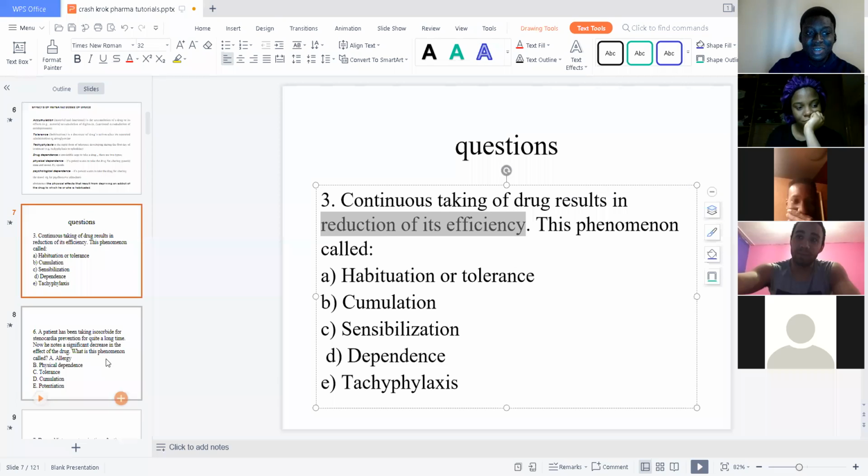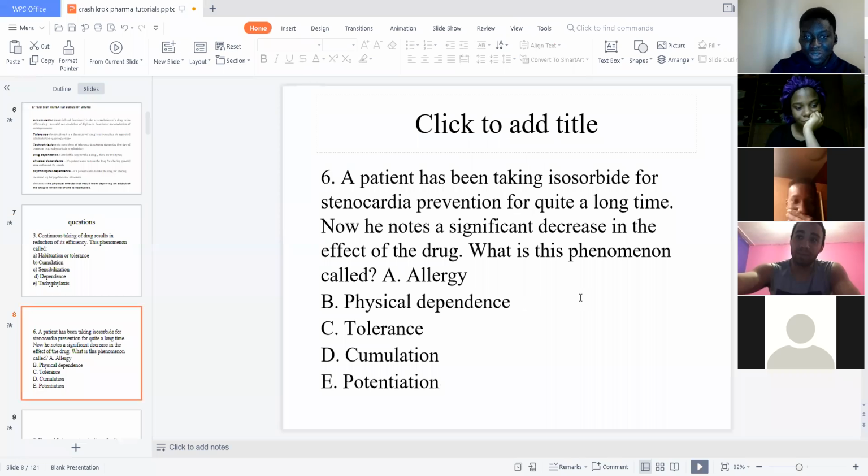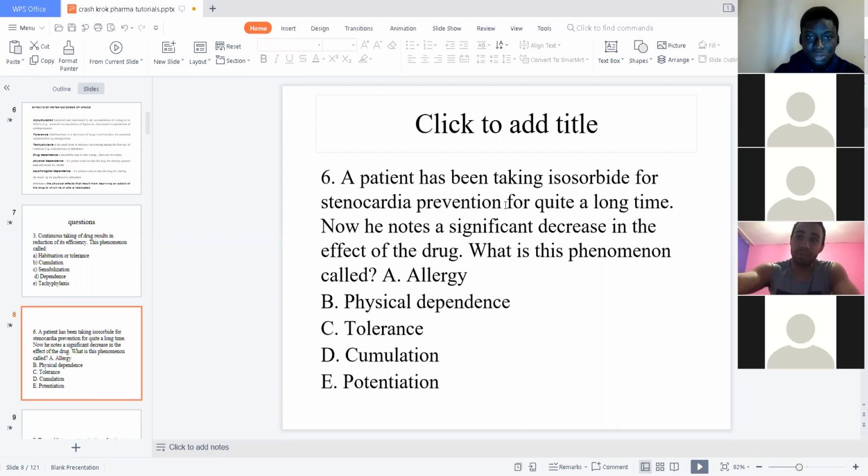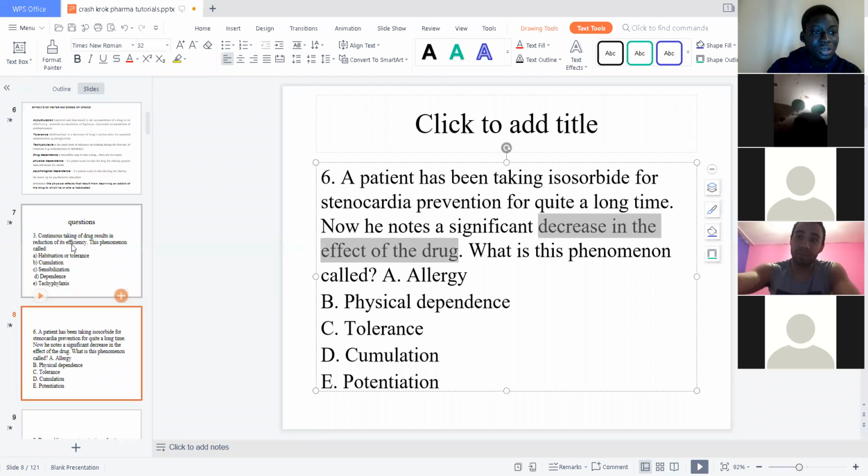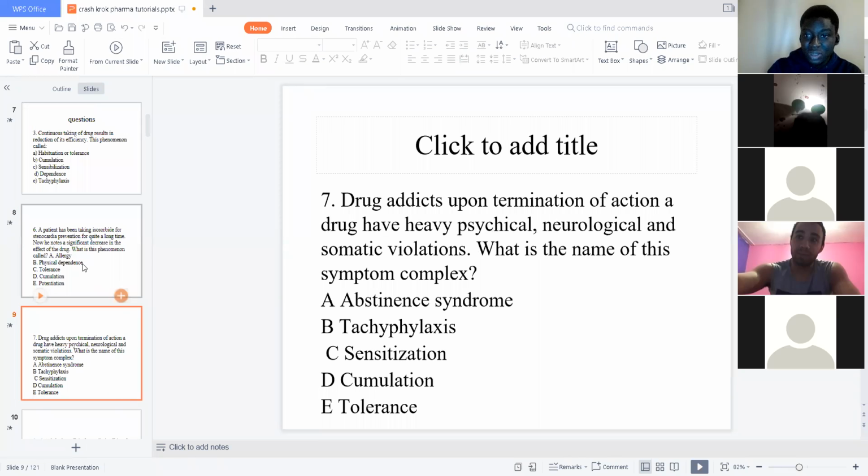Okay, thank you, Blessing. The next person is Joshua. Joshua, please, can you read and answer the question? A patient has been taking isosorbide for stenocardia prevention for quite a long time. Now he notes a significant decrease in the effect of the drug. What is the phenomenon called? Tolerance. Yes, that's correct. Once again, we see a decrease in the effect of the drug. Good job.